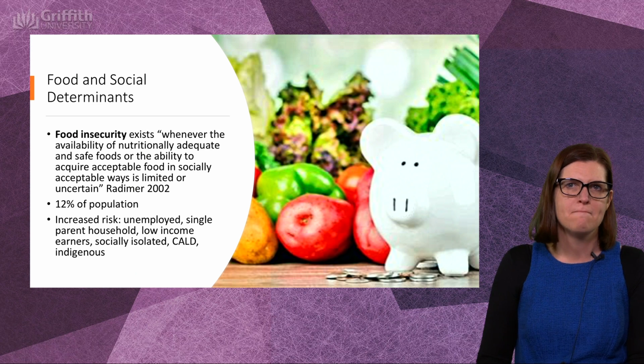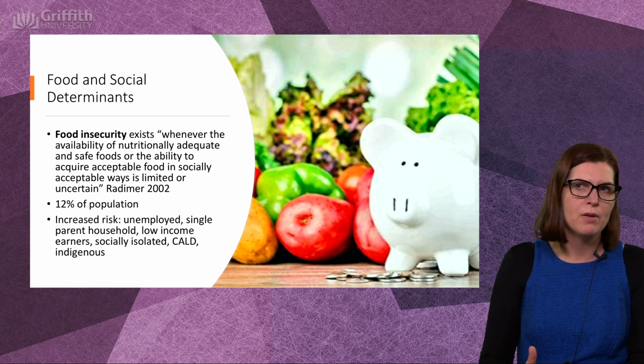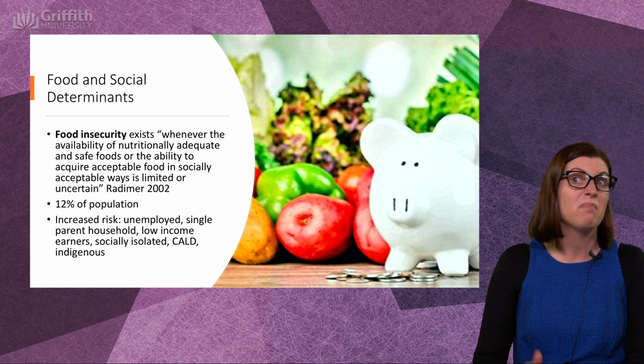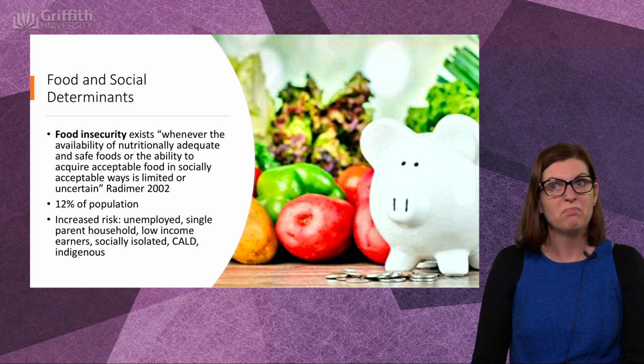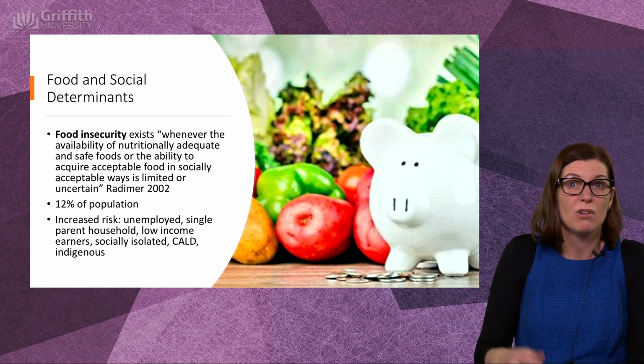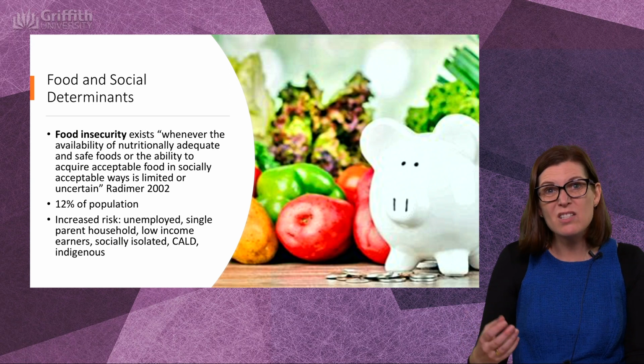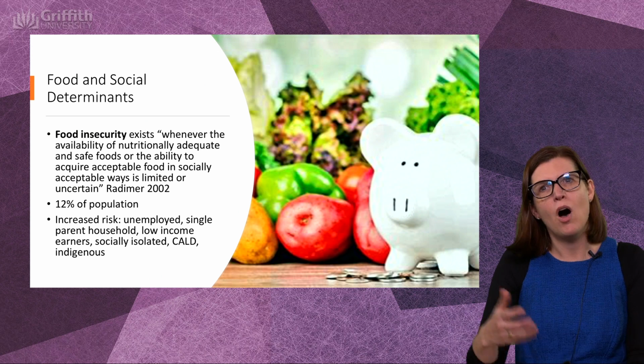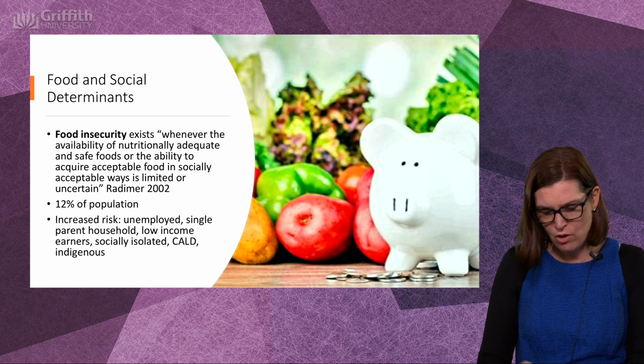Are certain groups at risk? They surely are. So households with unemployment, Billy's mum. Single parent, Billy's mum. Low income, Billy's mum. Socially isolated, perhaps, I'm not sure. Cold. Indigenous. Certainly a higher risk of food insecurity issues.